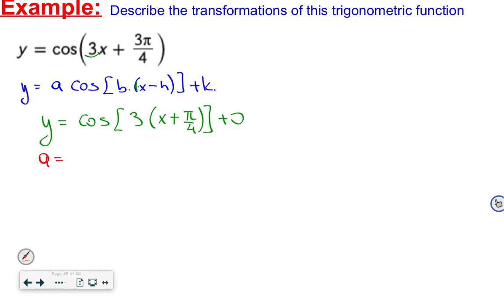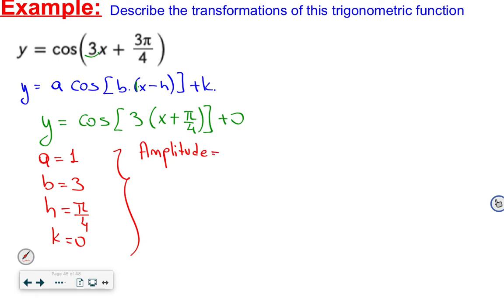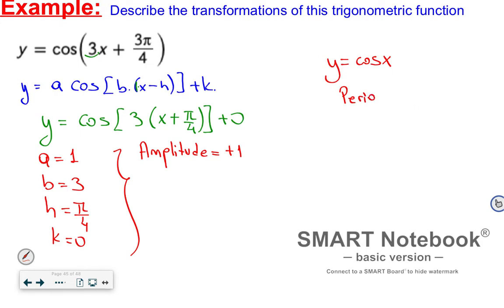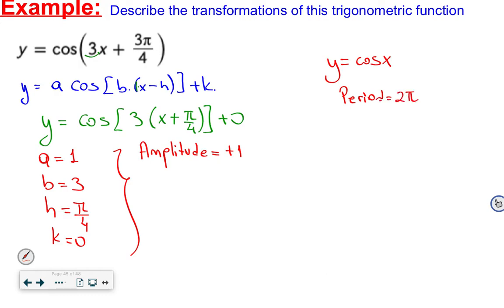Now we can understand what A, B, H and K are. A is positive 1. B is positive 3. H is pi over 4. And K is 0. Which means that the amplitude is positive 1. And what is the period of the original function cosine x? It was 2 pi, right? The period. Now, what is going to be the period of this transformed function? It is going to become 2 pi over 3.